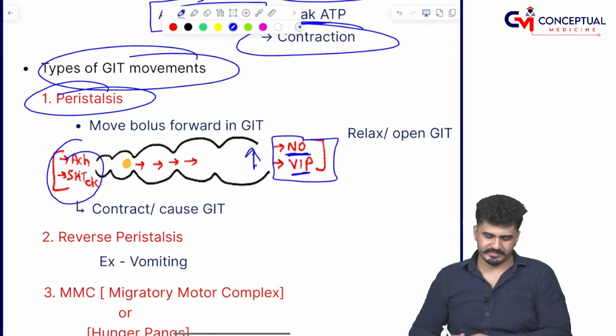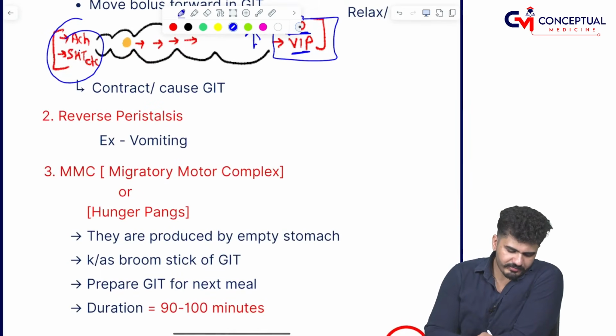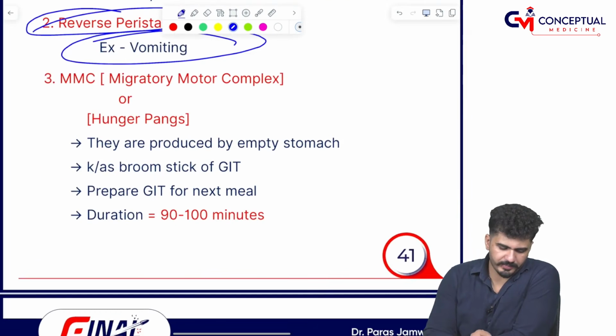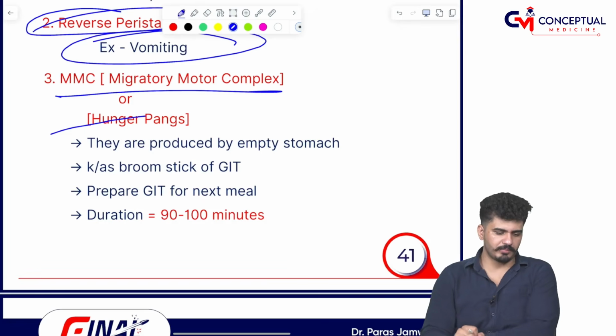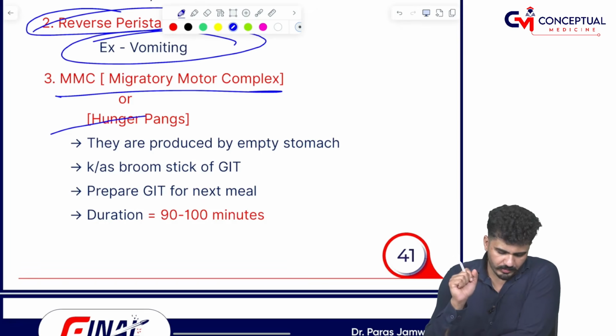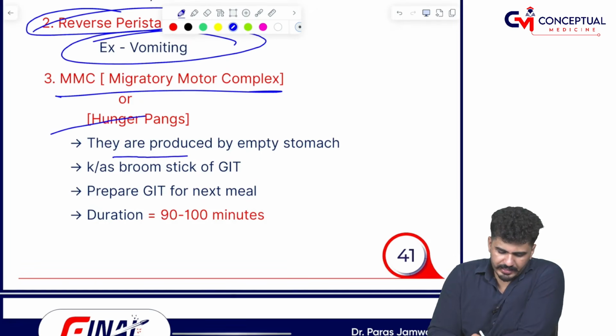This is peristalsis. Now, reverse peristalsis happens in vomiting. Migratory motor complex, also called the broomstick of the abdomen. They are produced by an empty stomach.